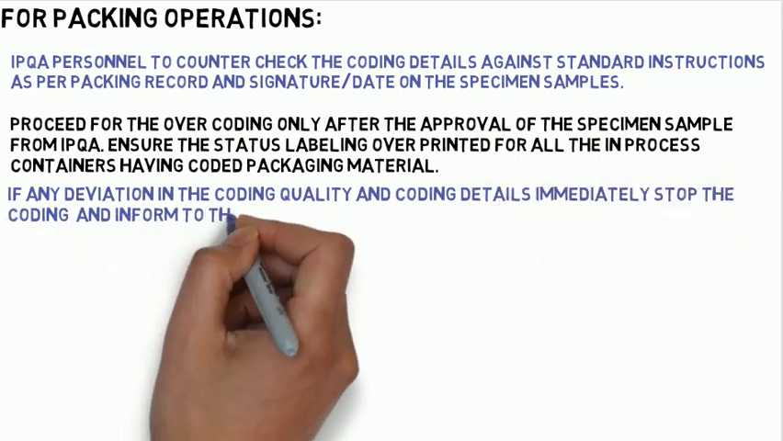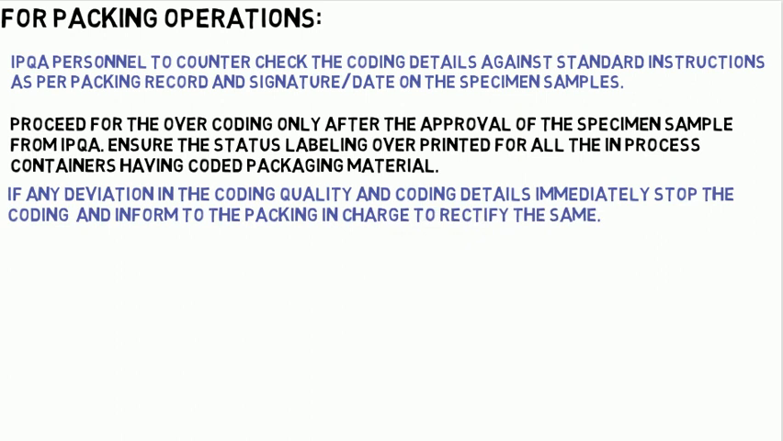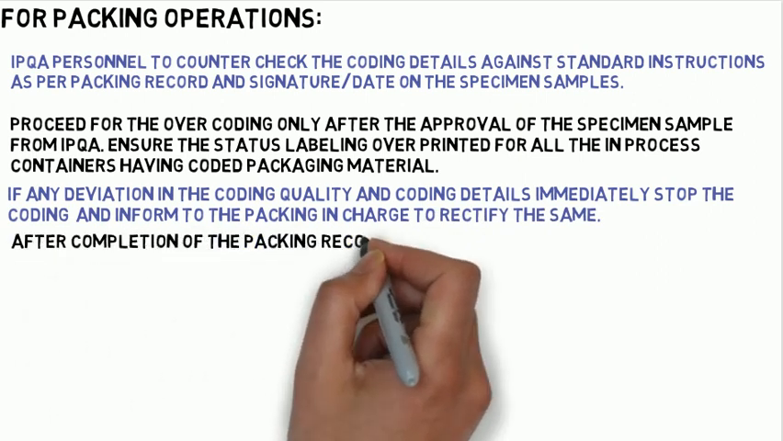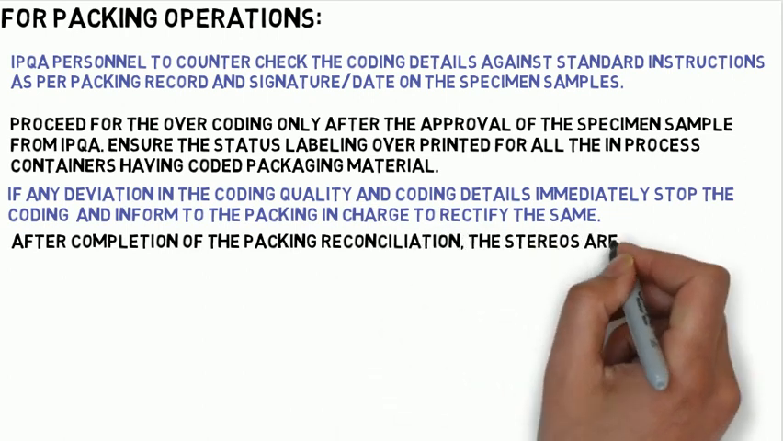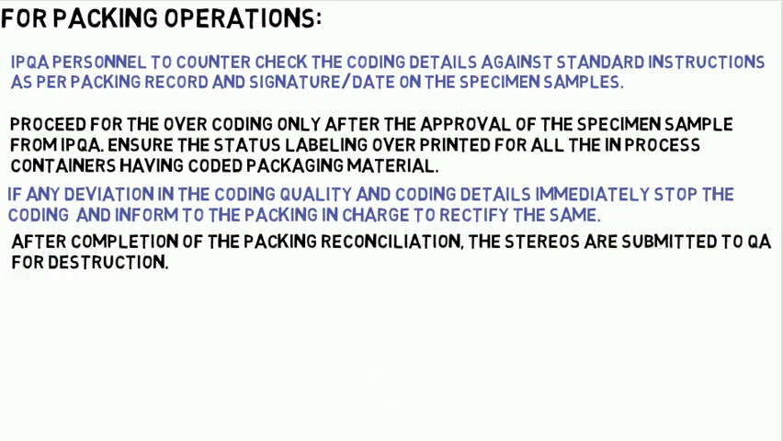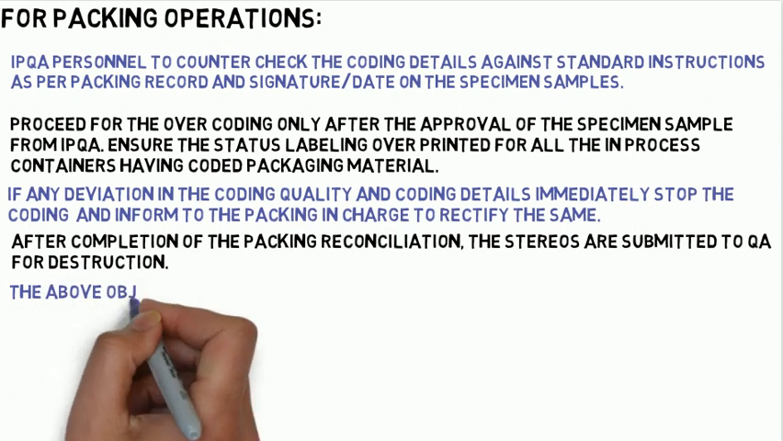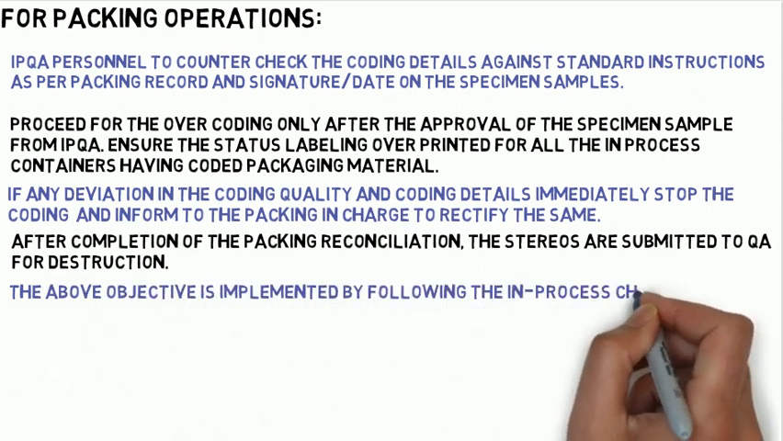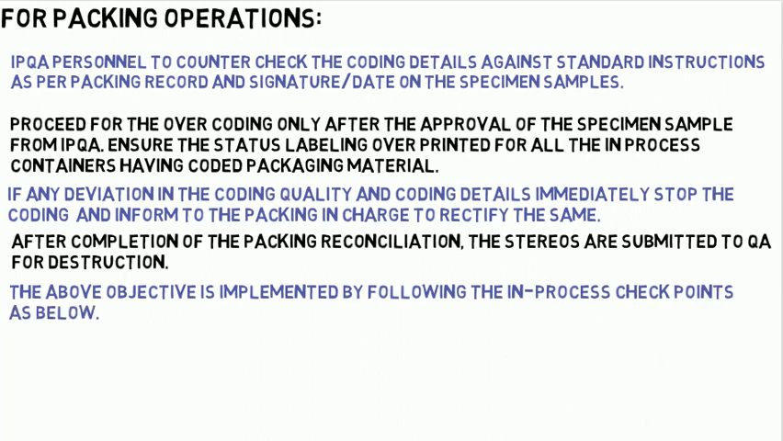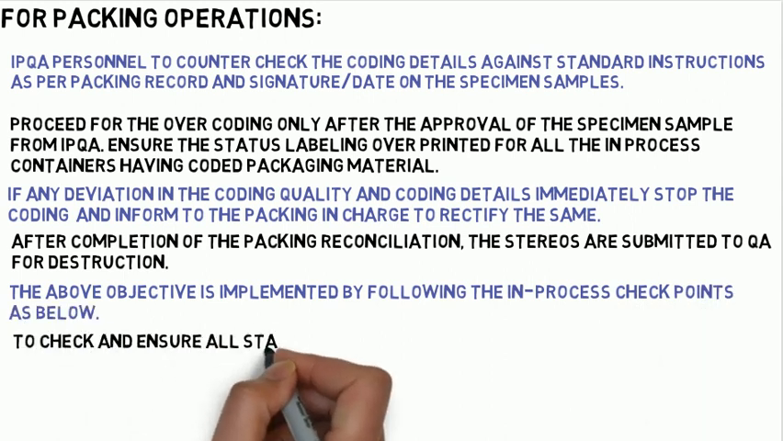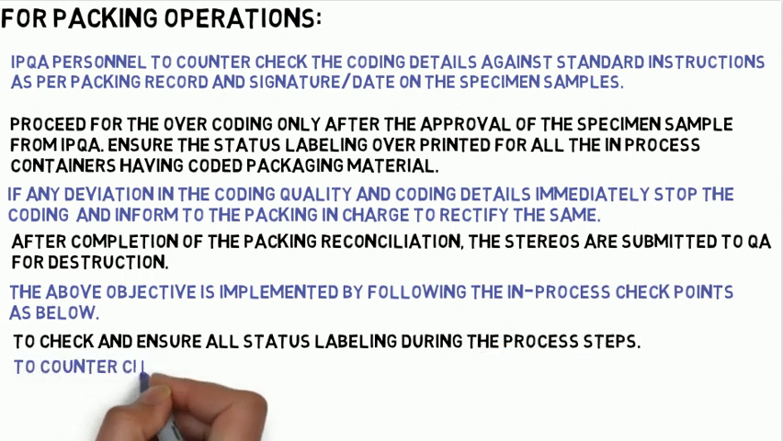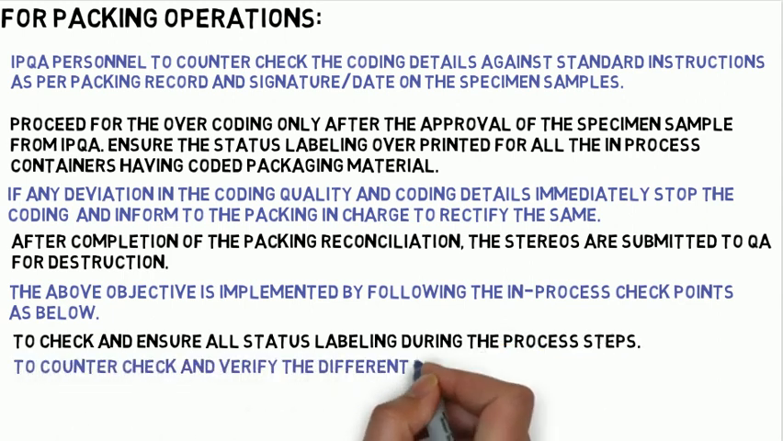Step 20. After completion of the packing reconciliation, the stereos are submitted to quality assurance for destruction. Step 21. The above objective is implemented by following the in-process checkpoints as below. Step 22. To check and ensure all status labeling during the process steps. Step 23. To counter-check and verify the different line clearance procedure throughout the manufacturing and packing activity.